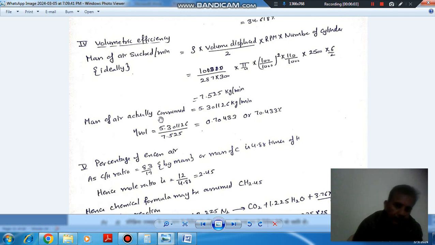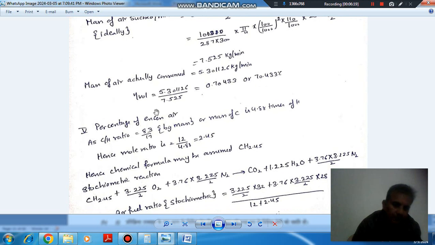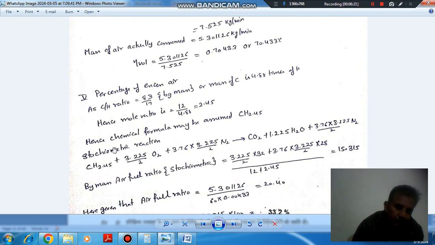And mass of air actually consumed is 5.30126 kilogram per minute, that is given. So volumetric efficiency comes out as this mass divided by ideal mass, so that is 70.432%. The next part is percentage of excess air.